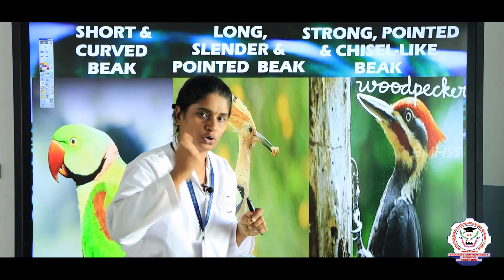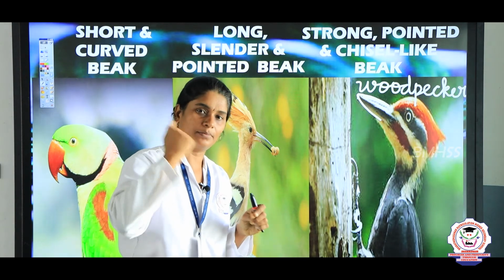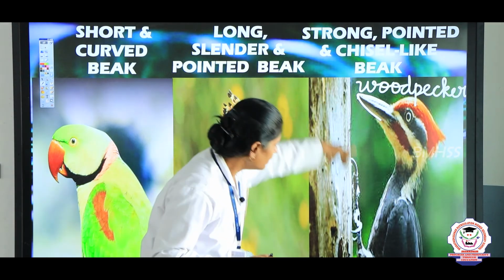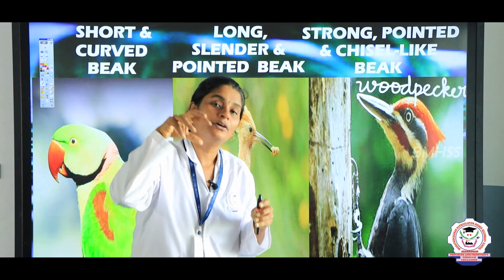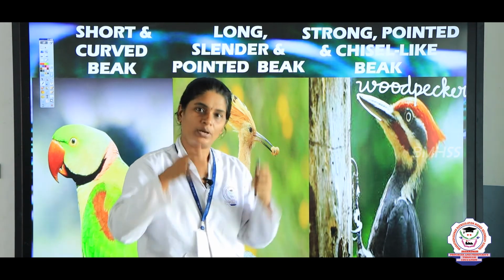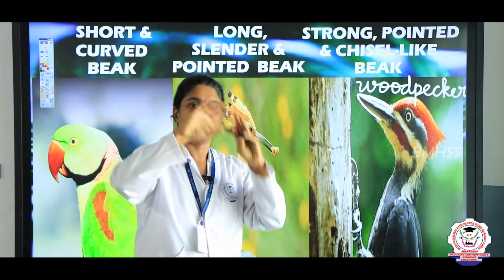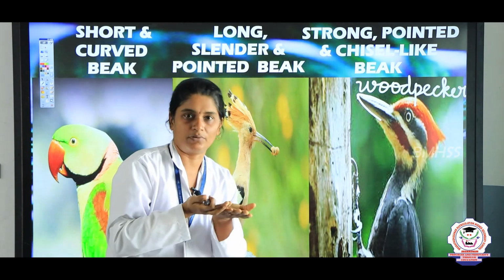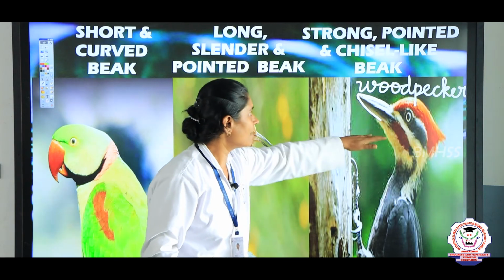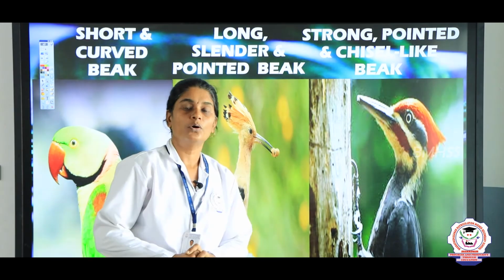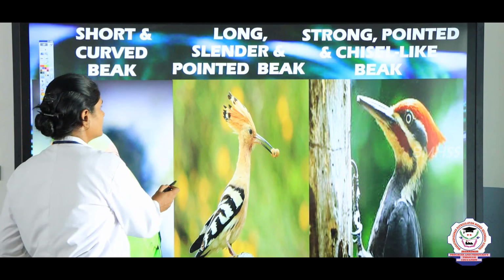Why is it very strong, pointed and chisel like? ஏன் அந்த மாதிரி chisel மாதிரி இருக்குன்னா, because they make a burrow in the wood. அந்த மரத்தோட கிளையில என்ன பண்ணுவாங்க, they உடைச்சு they make a nest, அது கூடு கட்டுவாங்க, சரியா? So that is why they have a chisel like beak. Right? Okay dear children, so this part is over.